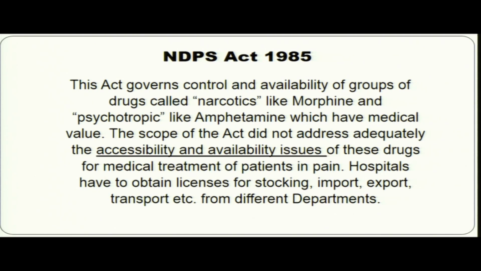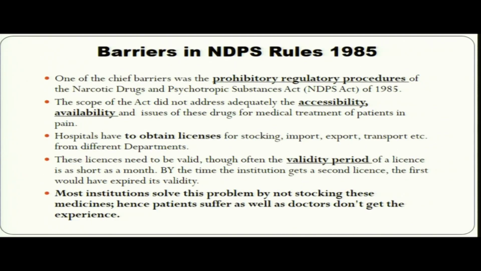from different departments. What are the barriers in the Narcotic Drugs and Psychotropic Substances Rules 1985? One of the chief barriers was the prohibitory regulatory procedures of the Narcotic Drugs and Psychotropic Substances Act of 1985. The scope of the act did not address adequately the accessibility, availability and issue of these drugs for medical treatment of patients in pain. Hospitals have to obtain licenses for stocking, import, export, transport, etc.